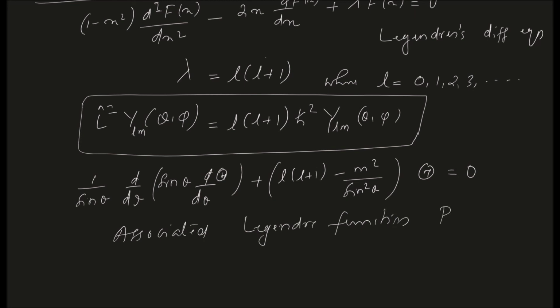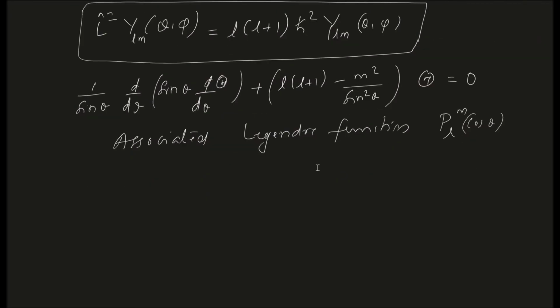Associated Legendre function P_L^m(cos theta). We have seen this associated Legendre function in previous semester also. So the solution for this expression is given by the associated Legendre function. So we can write the solution for capital Theta, which is a function of small theta, and now you can write Theta which depends on these two numbers L and m. So we can write it as Theta_Lm. So this is given by some constant C_Lm times P_L^m(cos theta), the associated Legendre function.